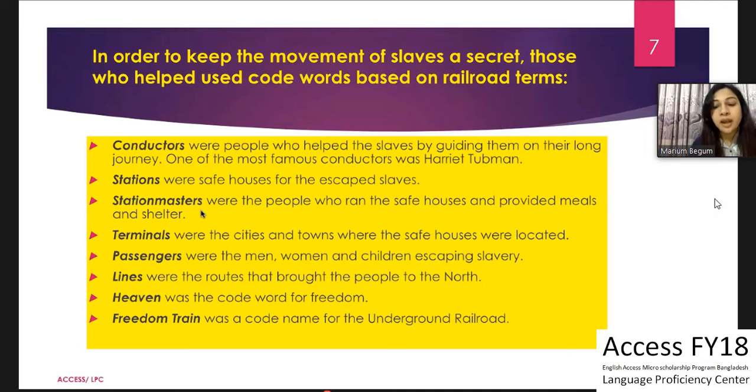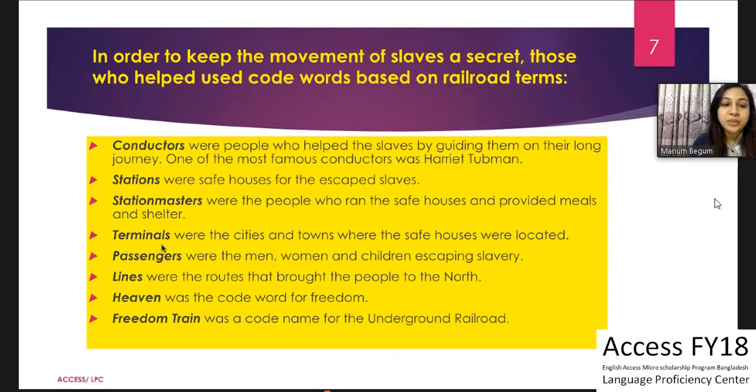Did you find out that all these code words are actually used in railway stations, right? Stations, station master, terminal, right? Passenger. Yes, because they termed this as a railway, the Underground Railway, that's why they have termed these different duties into railway terms.